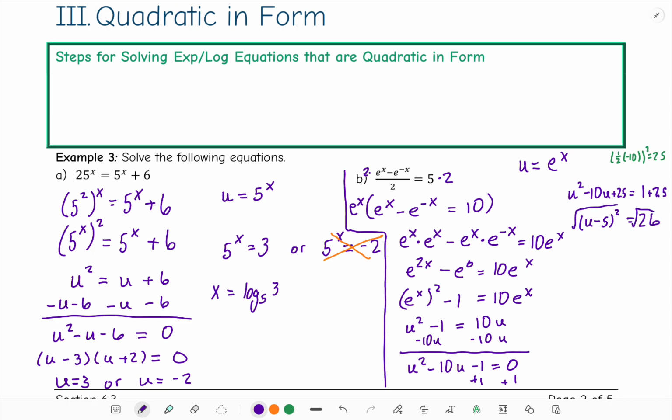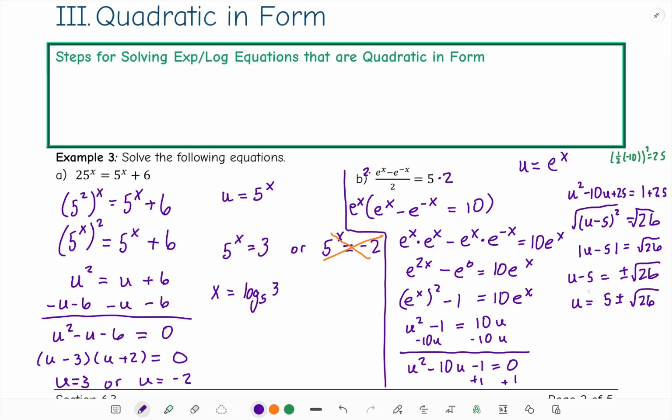Take the square root of both sides. So then we get the absolute value of u minus 5 equals the square root of 26. To get rid of the absolute value signs, it's u minus 5 equals plus or minus square root of 26. And then add 5. We get u equals 5 plus or minus square root of 26.